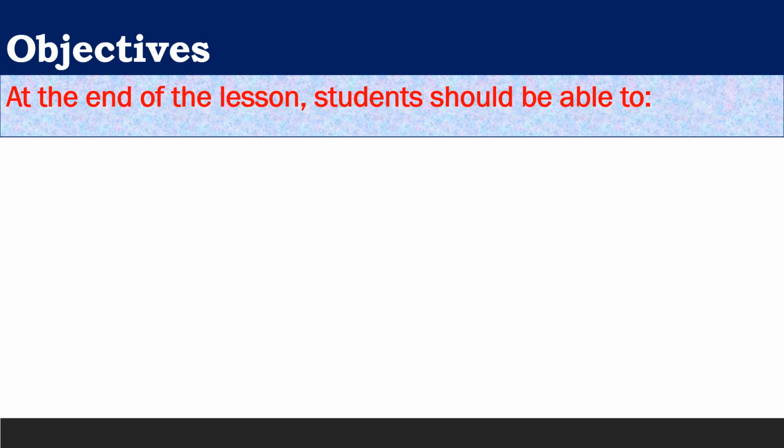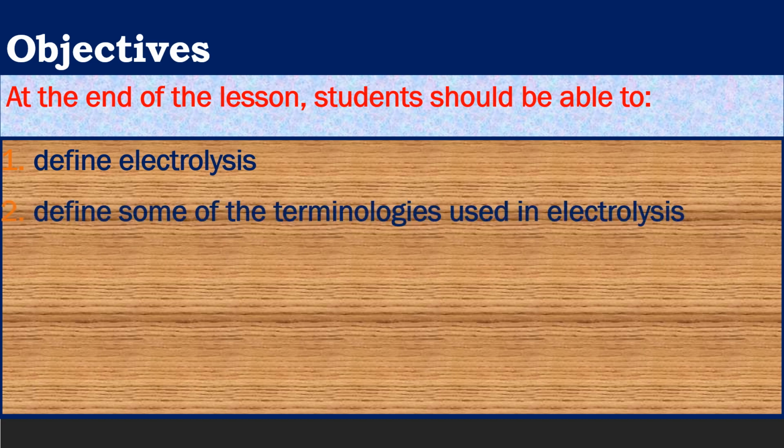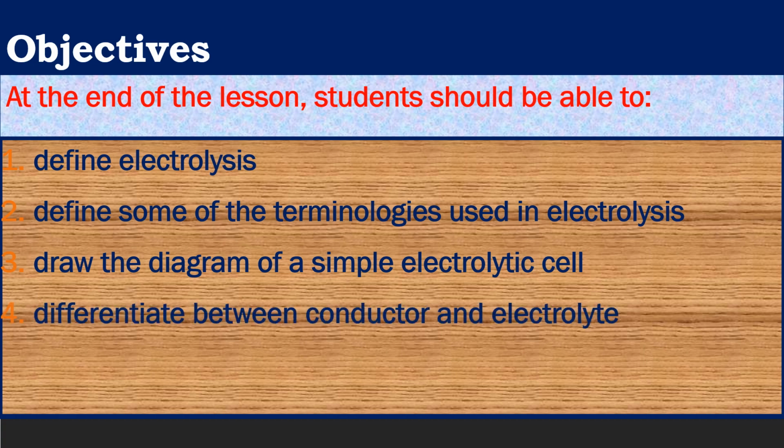There are four objectives for today's lesson. The first one is that at the end of today's lesson, all the students should be able to define electrolysis. The second one is that every student should be able to define some of the terminologies used in electrolysis. The third one is that all the students should be able to draw the diagram of a simple electrolytic cell. And lastly, all the students should be able to differentiate between conductors and electrolytes.